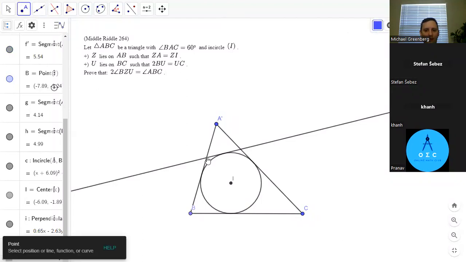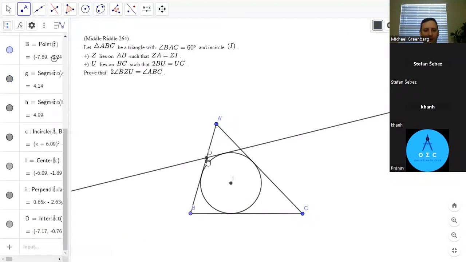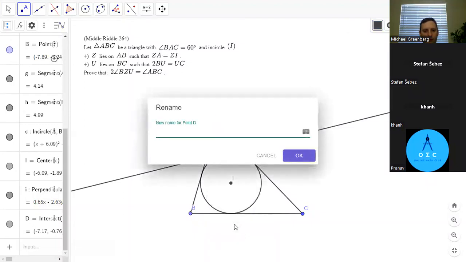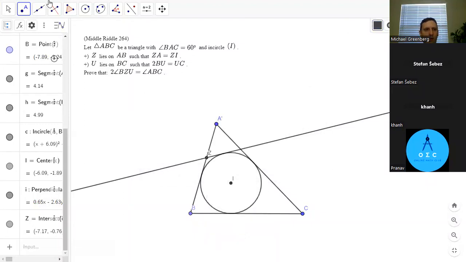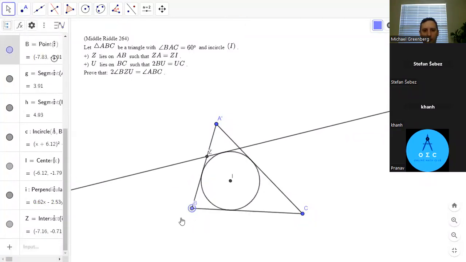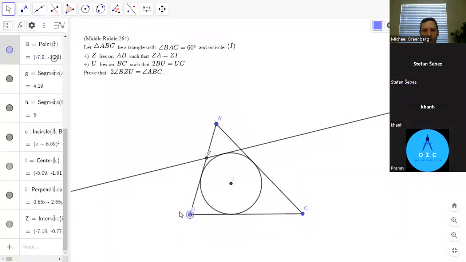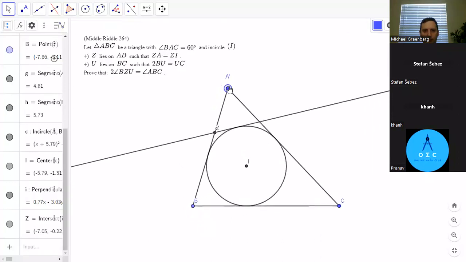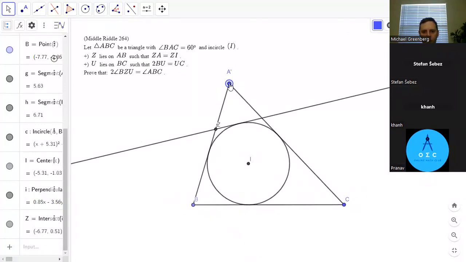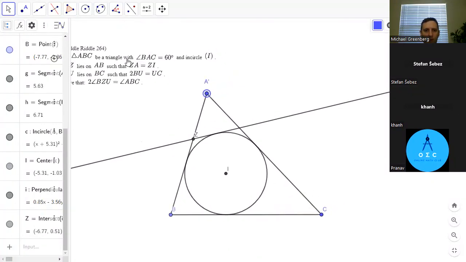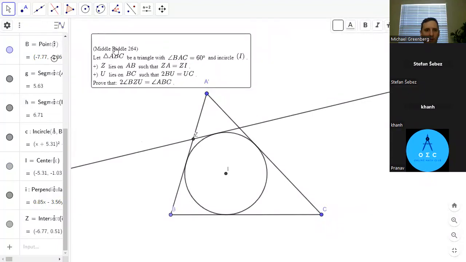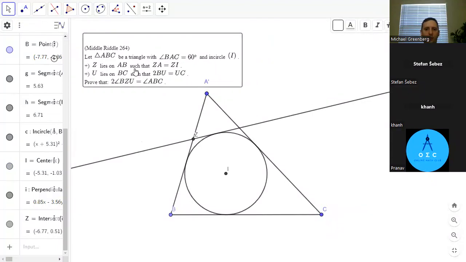Is this line tangent to the circle? Let's see. It looks not always. Oh, maybe it might be true in the case when BAC is 60 degrees. I think that might be a special case where it is tangent. I'll have to think about that, but maybe we could prove that it's tangent in that situation.